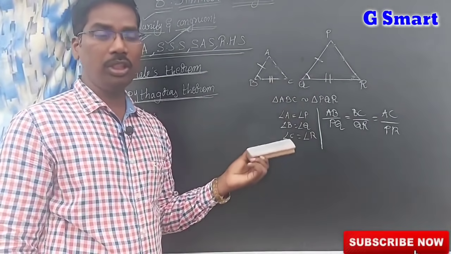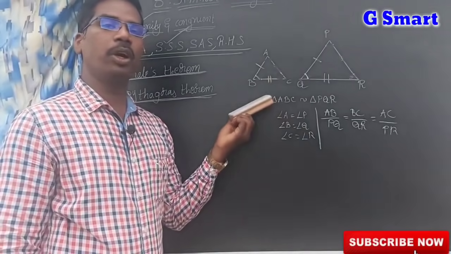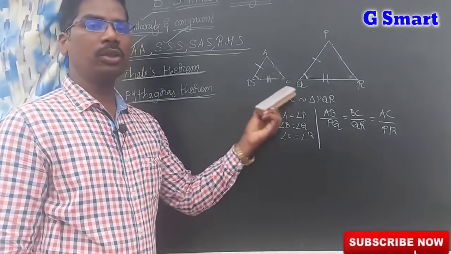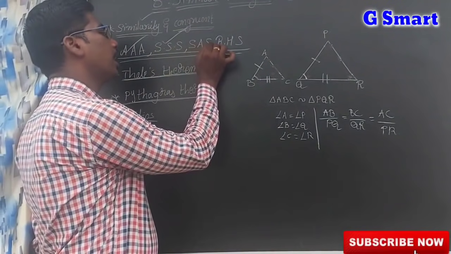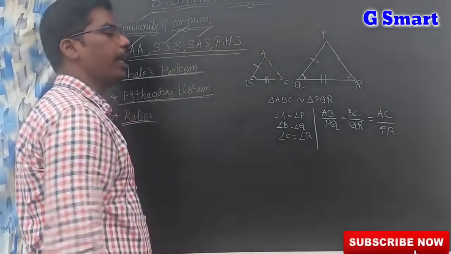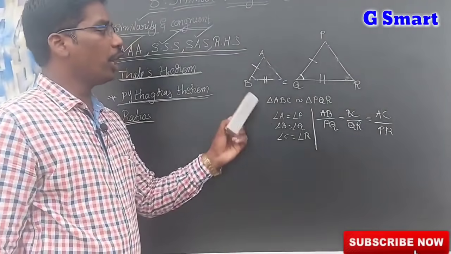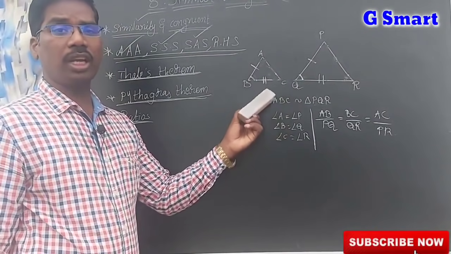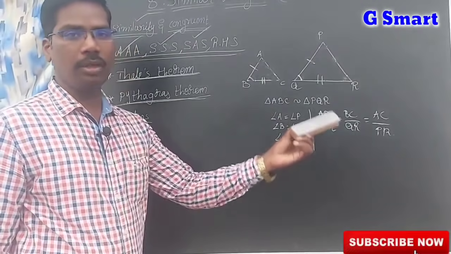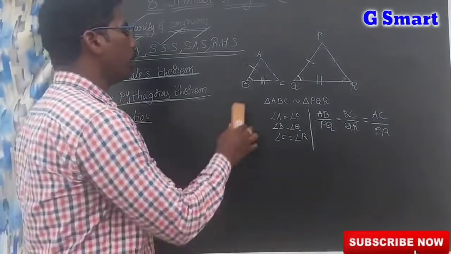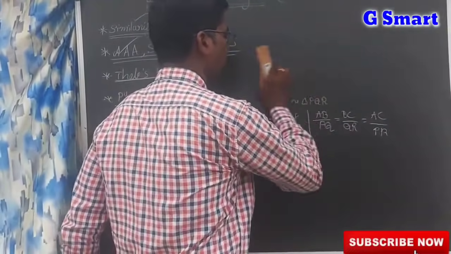ratio or in proportion, and the including angle and corresponding including angles are equal, then the two triangles are said to be similar to each other. This property is called SAS, side, angle, side axiom. If two triangles are similar, then we know very well corresponding angles are equal and corresponding sides are in proportion. Now the last one, that is RHS.